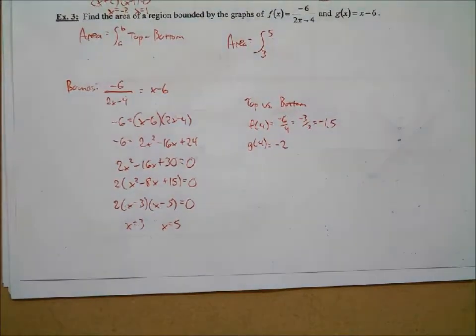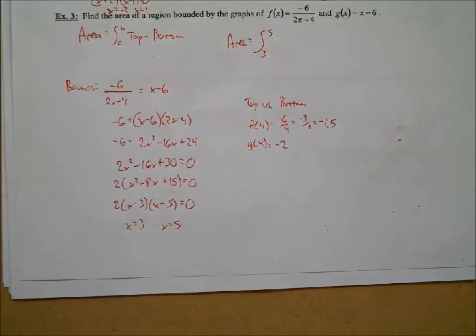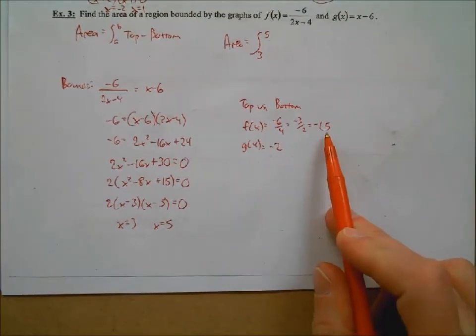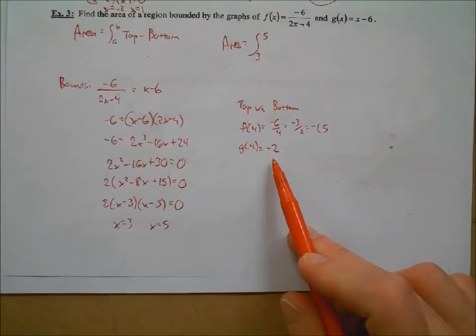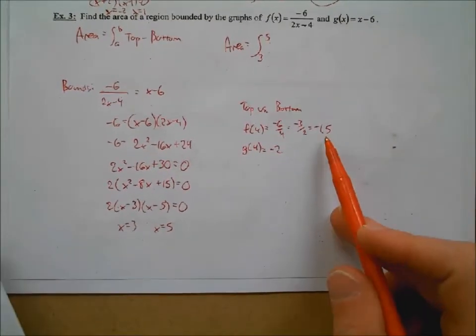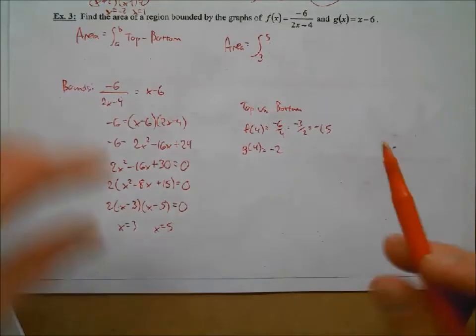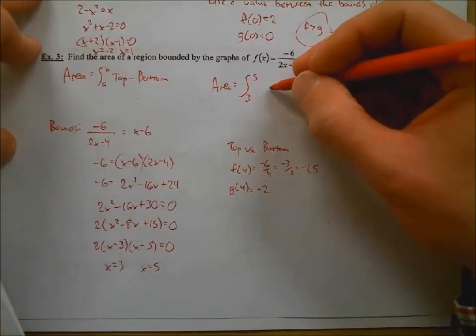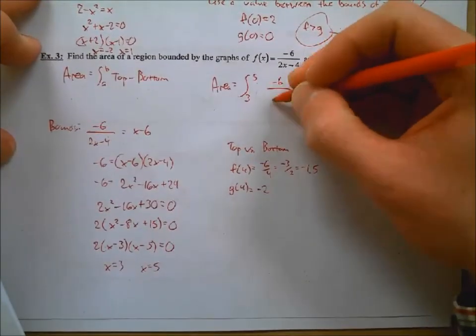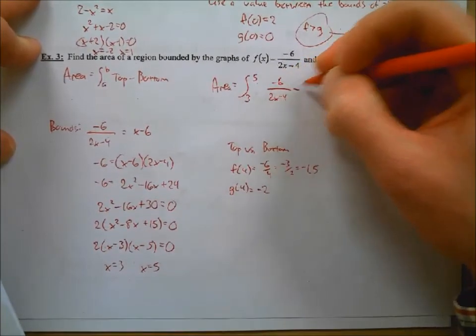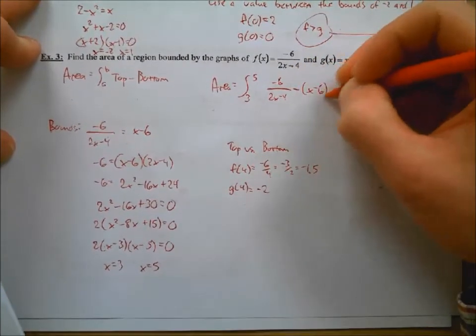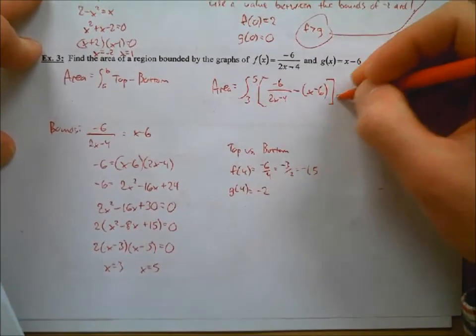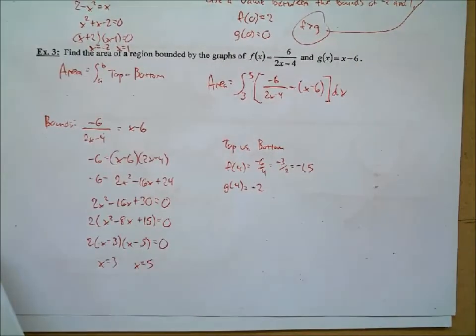Okay, so which one's greater? Very good. -1.5 is a higher value than -2. -1.5 is less negative, so it's a greater value. So it's going to be the integral of -6 over 2x minus 4, minus x minus 6, dx.